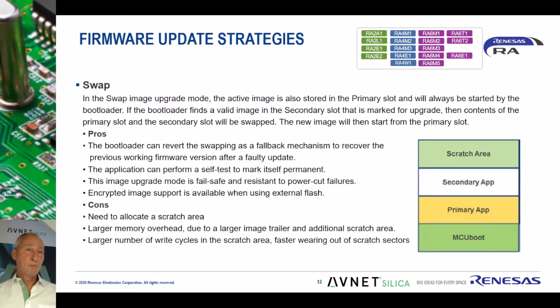Another one is swap mode. In the swap image upgrade mode, the active image is also stored in the primary slot and will always be started by the bootloader. If the bootloader finds a valid image in the secondary slot that is marked for upgrade, then the contents of the primary slot and the secondary slot will be swapped. The new image will then start from the primary slot. This has obvious advantages in that you can revert to a former firmware version.